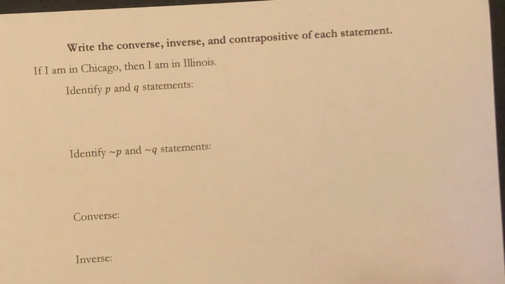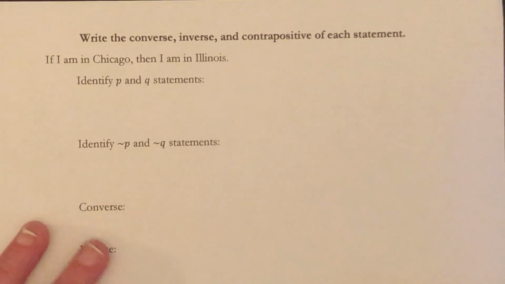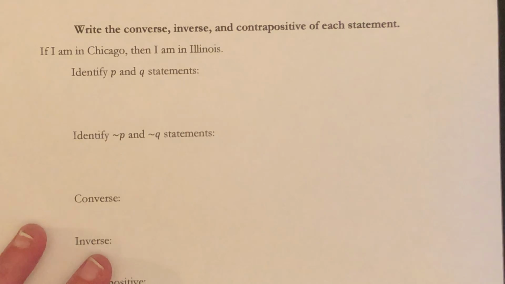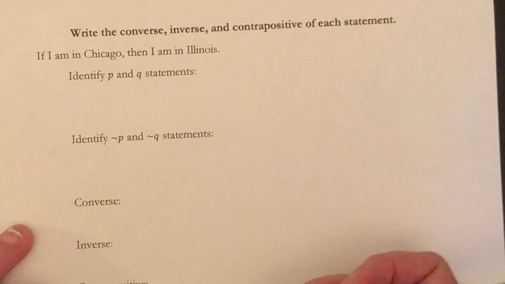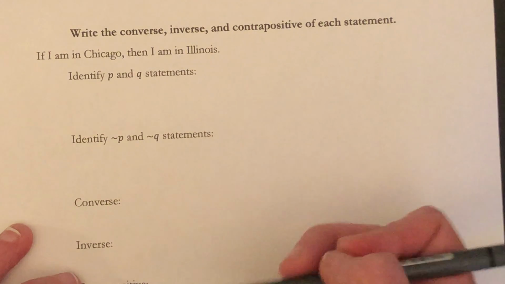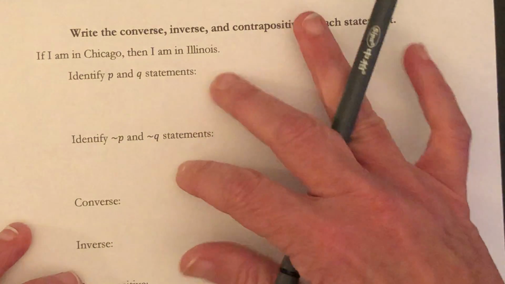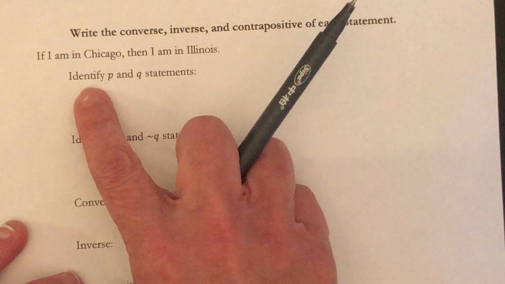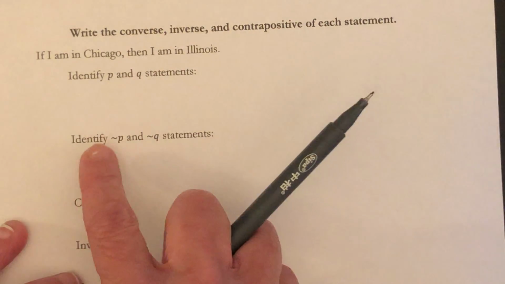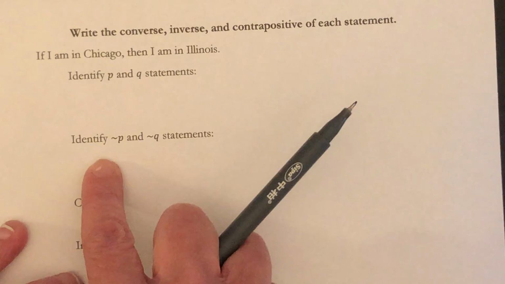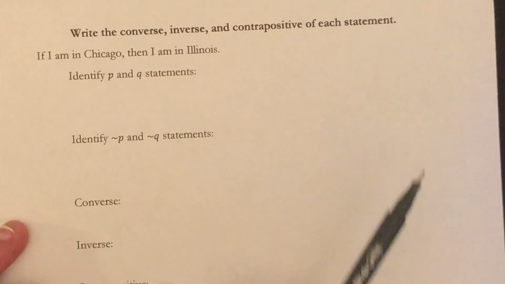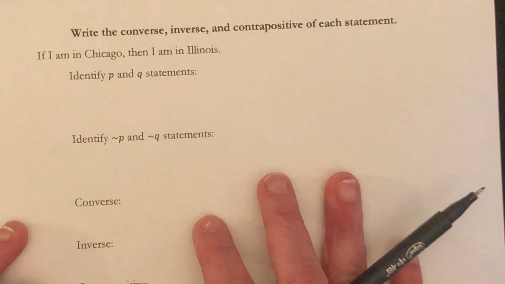So we want to write the converse, inverse, and contrapositive of each statement. Now when you're doing these on the homework, they're just going to ask you for these. I've broken it up into a couple of steps. And specifically, I've added these two. So we're going to identify P and Q statements, and then we're going to write down the negative, the not versions of each one. And then we'll go through and write the other versions.